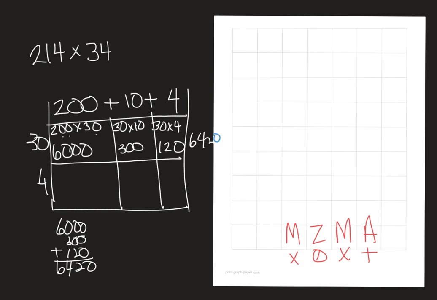Now let's go ahead and do 4 times 200, which is 2 times 4 is 8, and there's 2 zeros. And 4 times 10, which is 40, and 4 times 4, which is 16. So that should be 800, 40, and 16, 856.